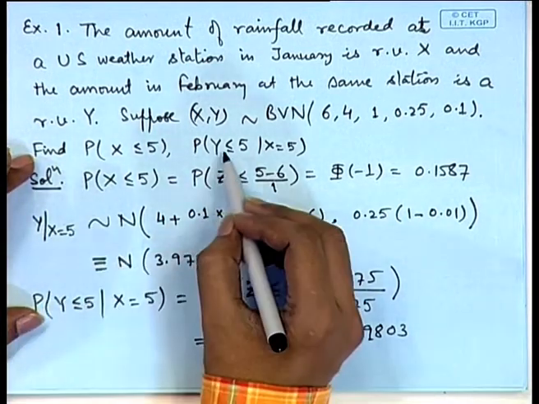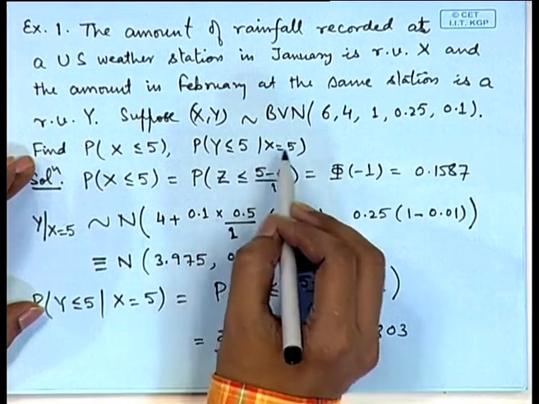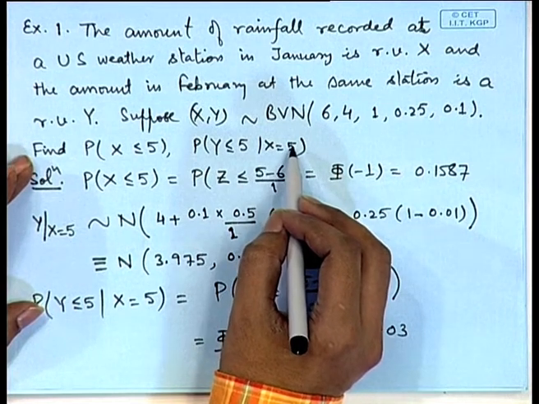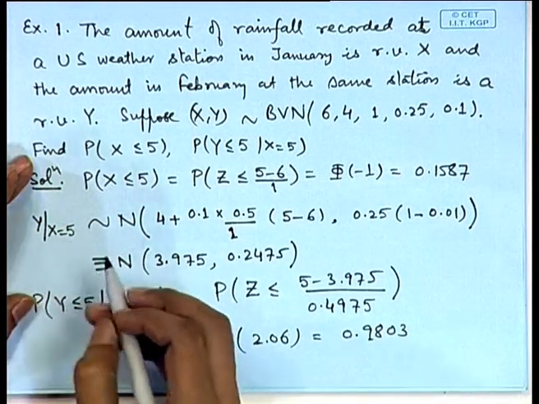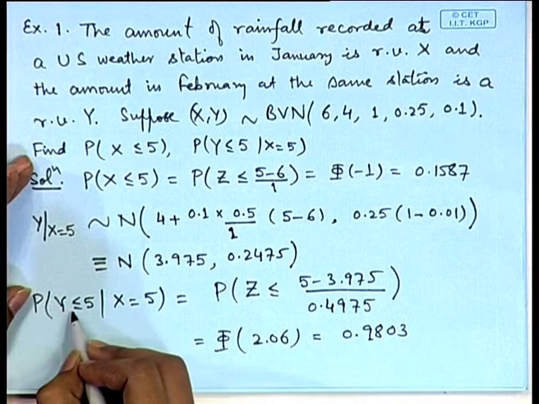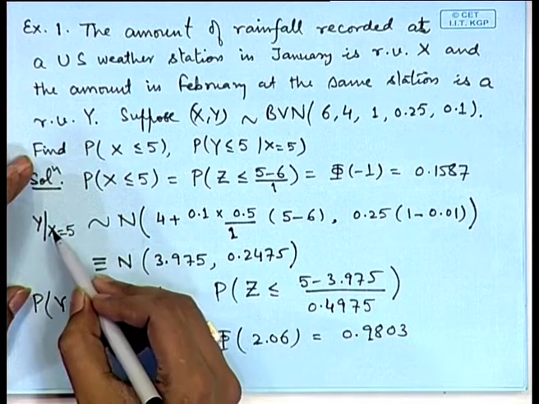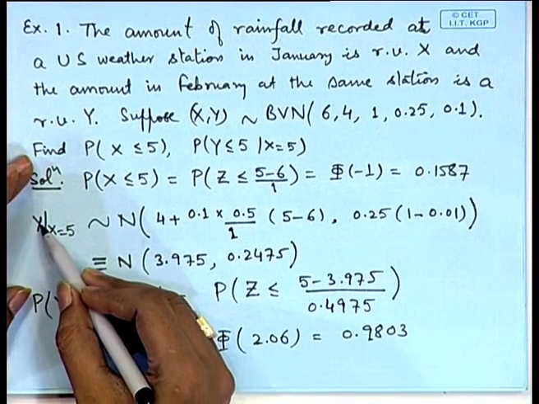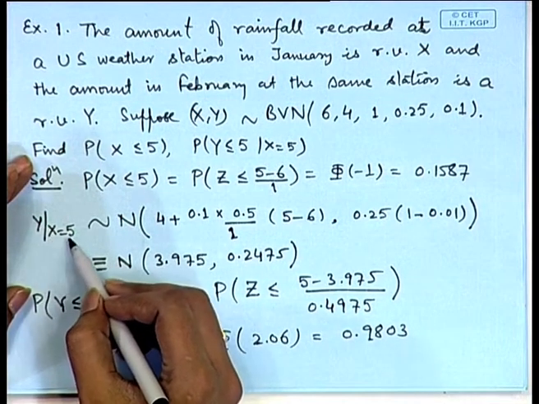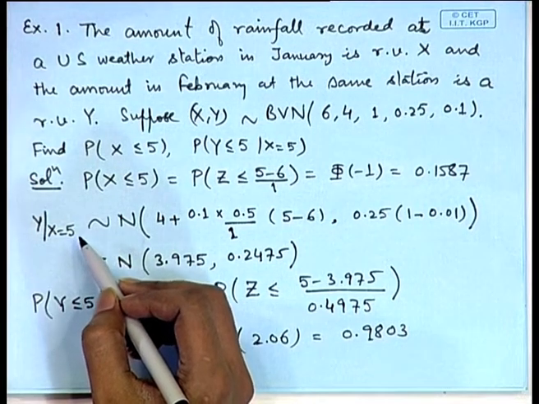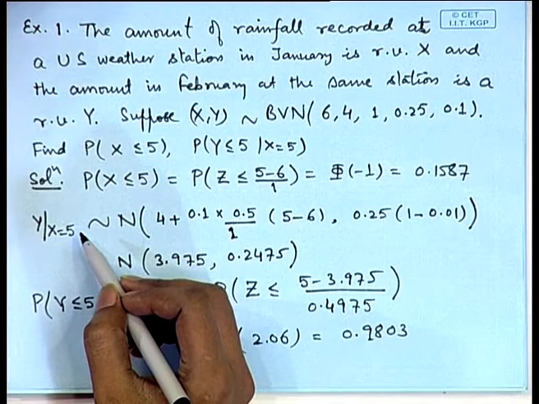Suppose we are interested in the probability of y less than or equal to 5 given that in January the rainfall is 5. So we need the conditional probability of y less than or equal to 5 given x equal to 5. For this we first calculate the conditional distribution of y given x equal to 5.